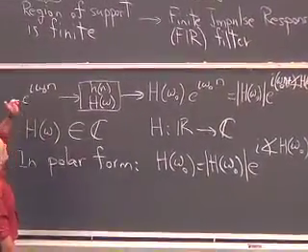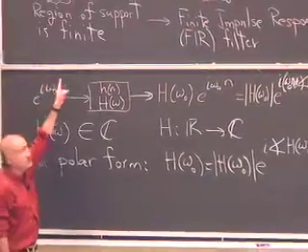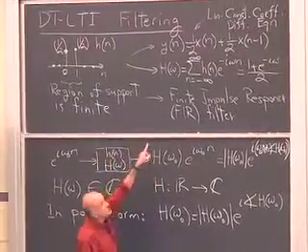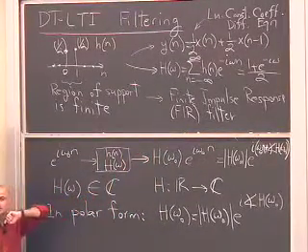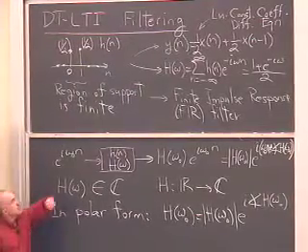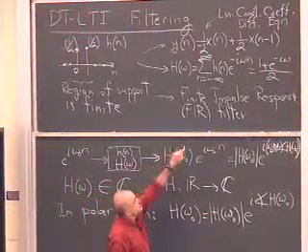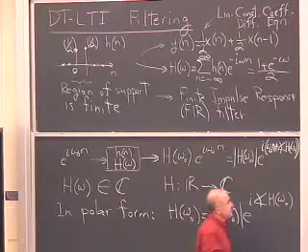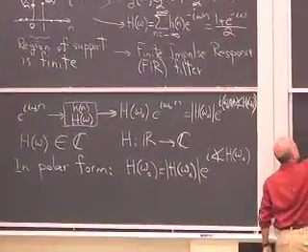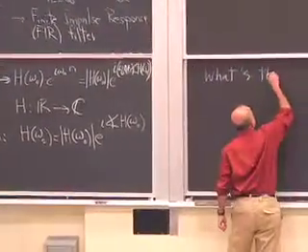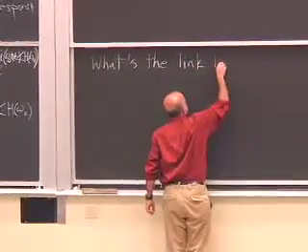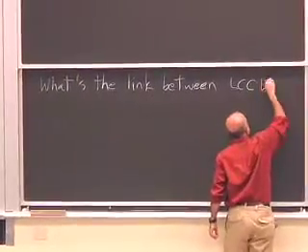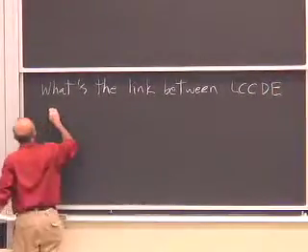Okay, so we've got the impulse response in the time domain. We've got the difference equation in the time domain. We figured out the frequency response from the impulse response. But there's also a link from the difference equation to the frequency response. That's what I'm going to do next. So what is the link between the linear constant coefficient difference equation and the frequency response?